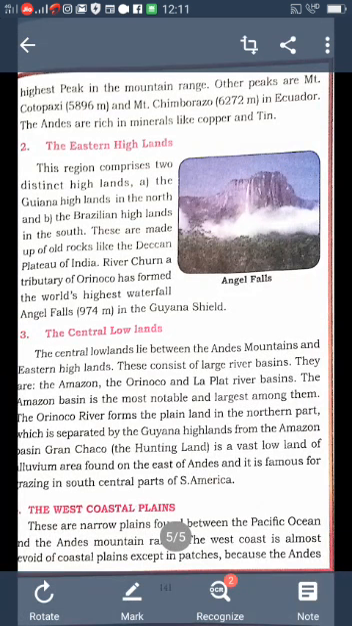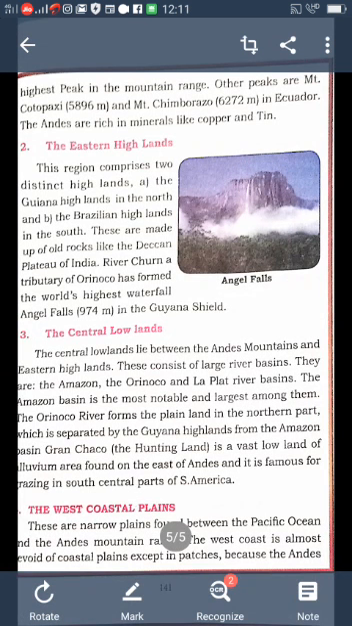The Orinoco River forms the plain land in the northern part, which is separated by the Guiana Highlands from the Amazon Basin. The Gran Chaco is a vast lowland of alluvium found east of the Andes and is famous for grazing in the south central parts of South America.